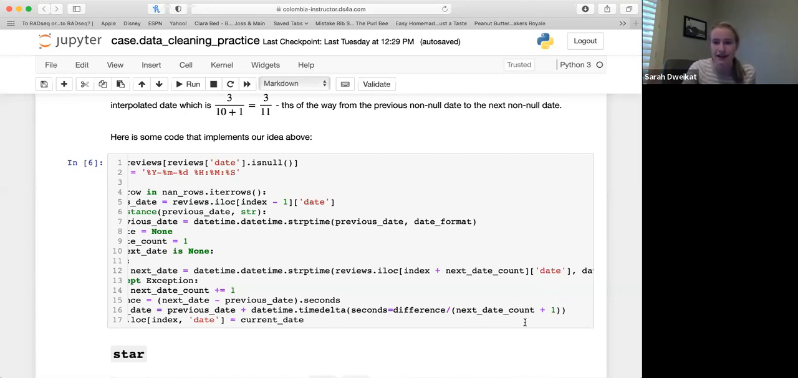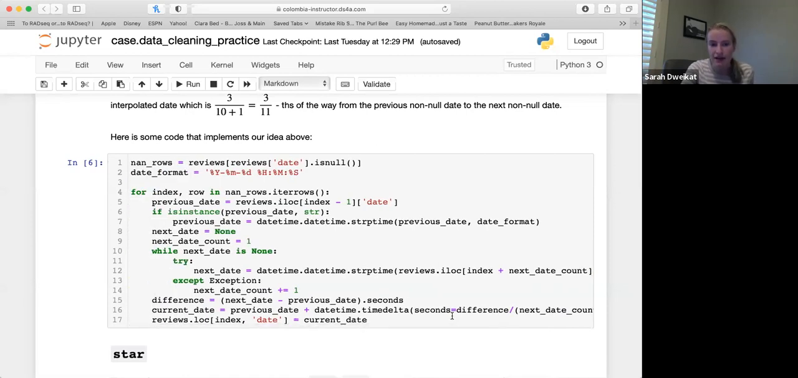So we take our next day count plus 1. And then we need to actually update our reviews data set that is missing these dates. So we're going to use this .loc, the locate function, in the date column, and we're going to update based off of the index with this current date, which we defined here. Okay, so that will update our reviews data set, the date column, with this function that we defined based off of all of this code. So I know that was a lot.